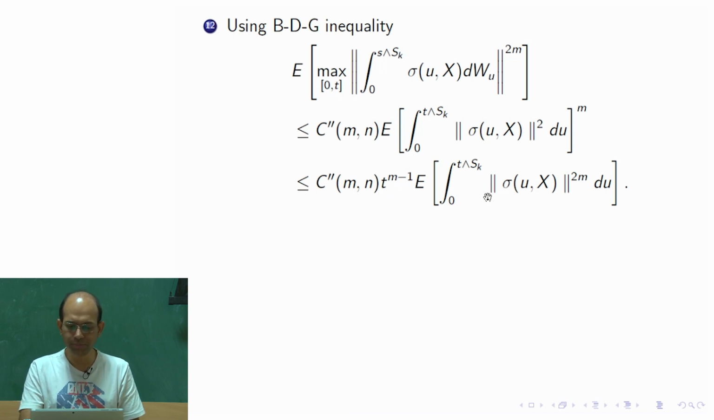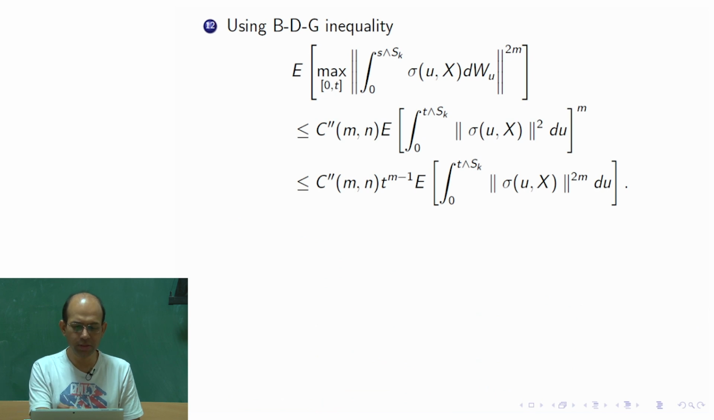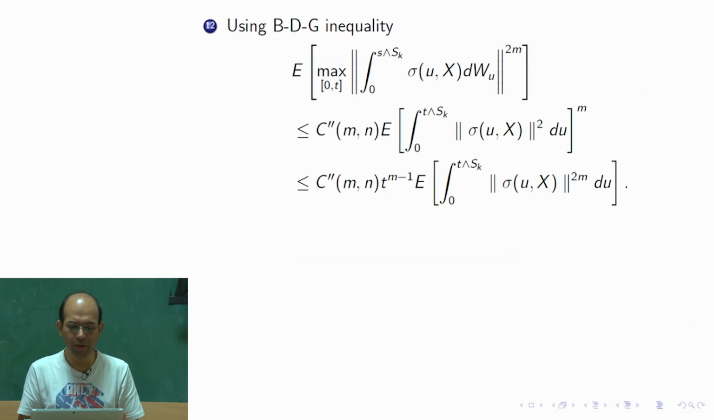Here this m also would come inside: integral from 0 to t minimum s k of norm of sigma u x whole to the power of 2m du. Okay. So, this is the important thing we were looking for. We wanted to get one upper bound, and we have obtained it here, which does not involve Brownian motion.